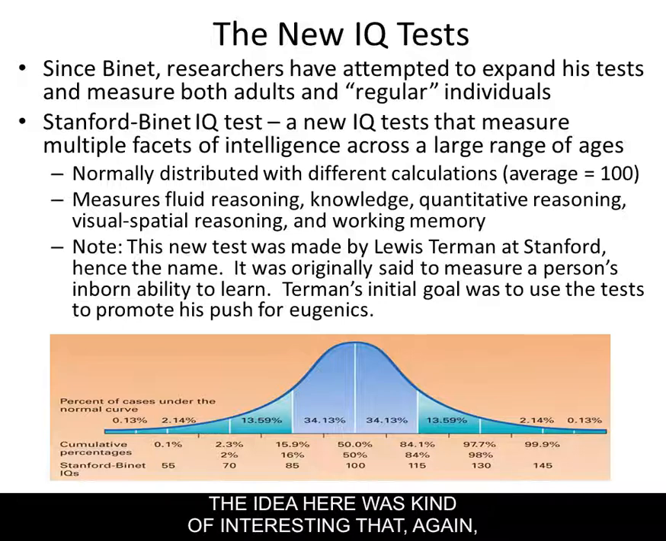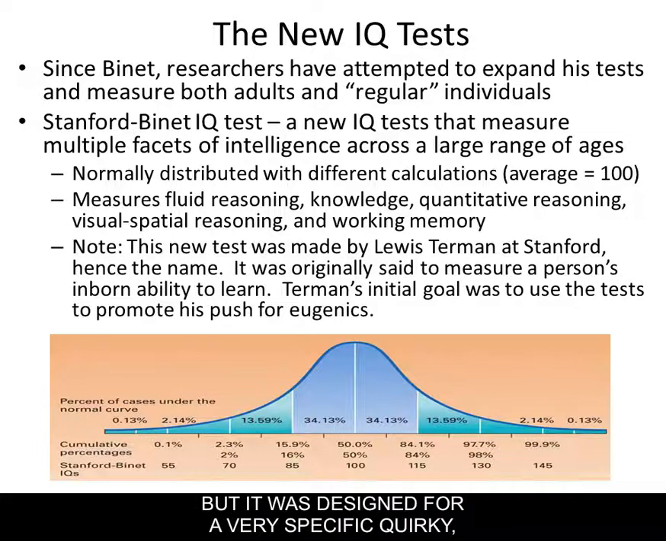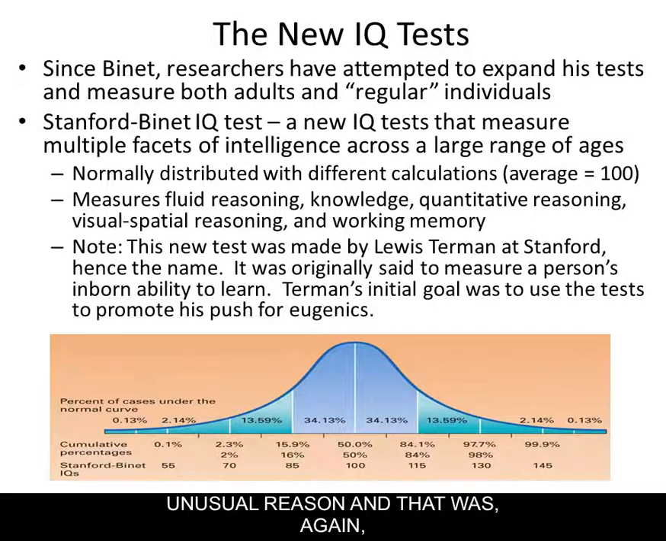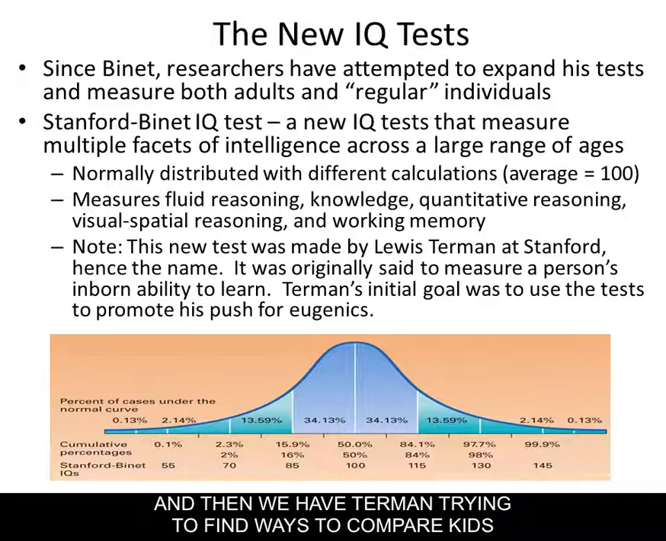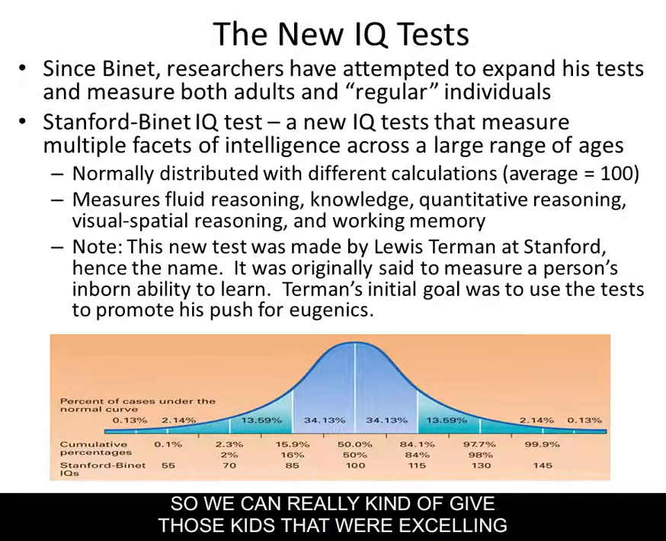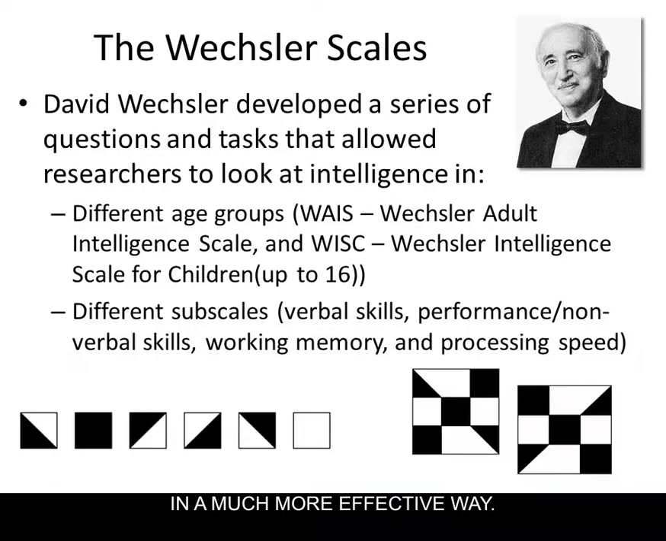The idea here was kind of interesting. Again, we see an intelligence test that was designed, that people still use today, but it was designed for a very specific, kind of quirky, unusual reason. And that was, again, where intelligence tests really started. We got Binet trying to detect kids that were struggling, and then we have Terman trying to find ways to compare kids in the upper echelon to others so we could give those kids that were excelling extra incentives to help the country or help the government proceed in a much more effective way.